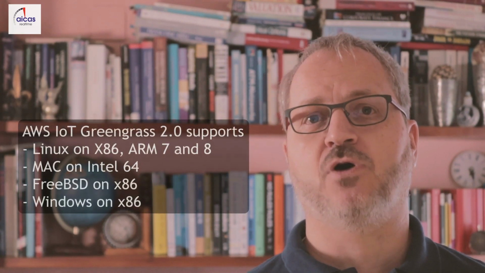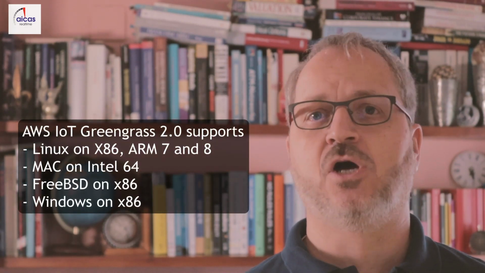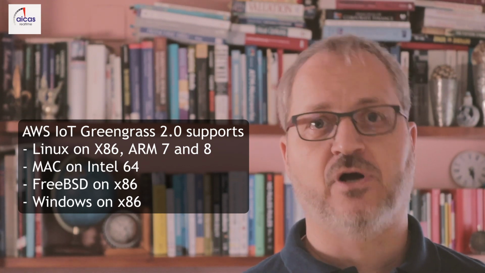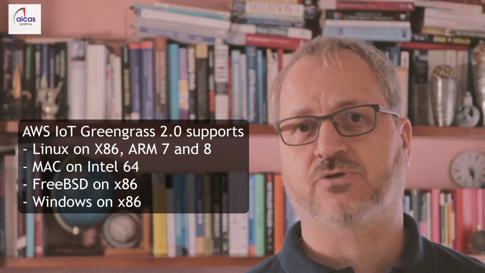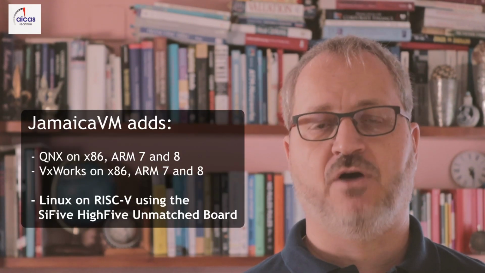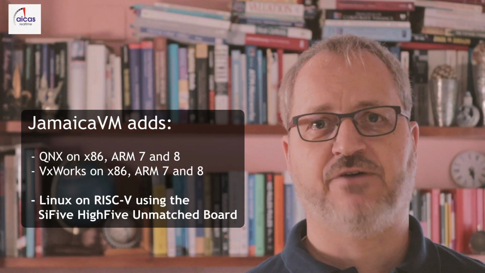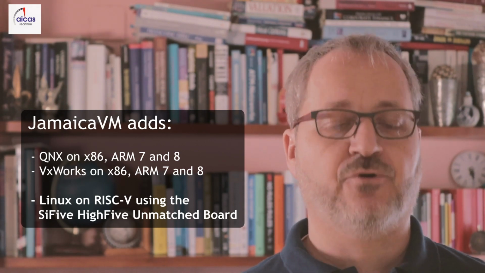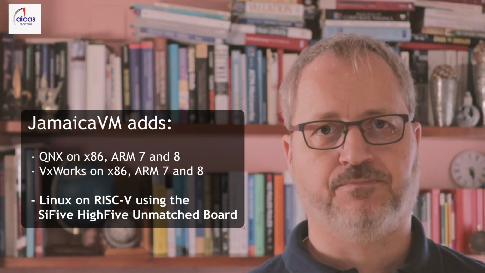What does it provide to customers? JamaicaVM provides an abstraction layer and thereby allows more independence from the underlying computing platform. Greengrass today already comes with support for many platforms like Linux on x86 or ARM 7 and 8, Mac on Intel 64, FreeBSD on x86 and Windows on x86. JamaicaVM will add QNX on x86, ARM 7 and 8, as well as VxWorks on x86, ARM 7 and 8, and of course RISC-V running Linux.